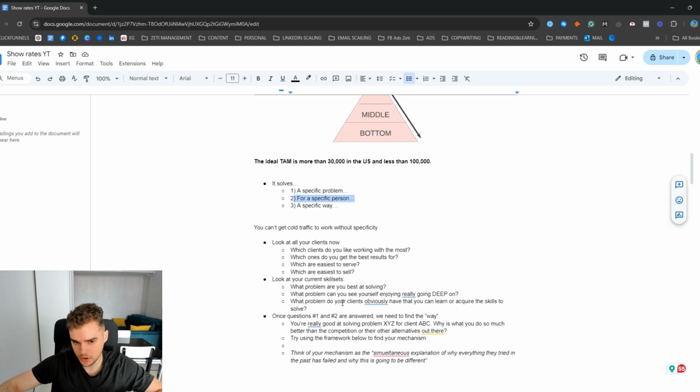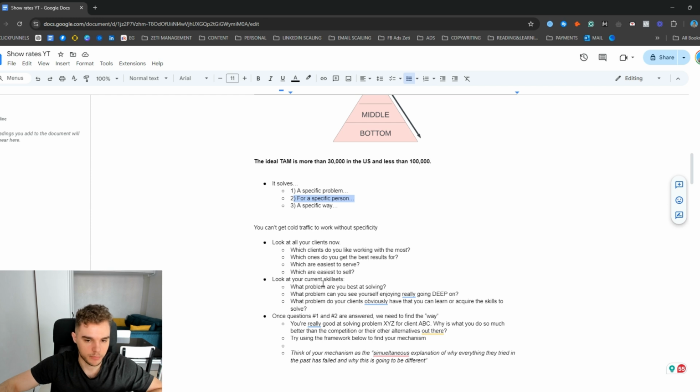So what you want to do is take a look at all of your clients right now and decide, okay, which clients do you like working with the most? Which ones do you get the best results for? Which are the easiest to serve? Which ones are the easiest to sell to? And so on. And you also want to be looking at your current skill set, aka your service delivery.